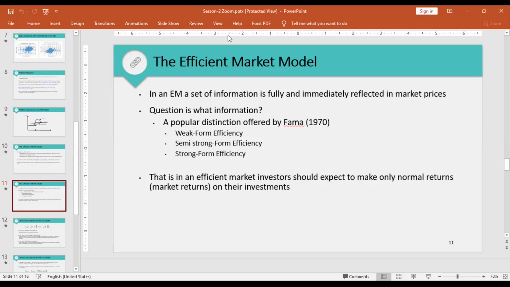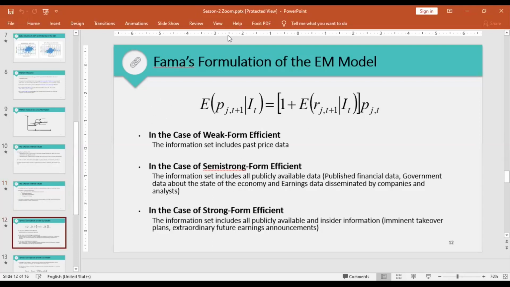So if you look at the next slide, it will give you an idea about the formulation of the efficient market model. Don't worry about this notation. It is just notation. Just try to understand what is going on here. So let me open my annotation tool so I could spotlight this.